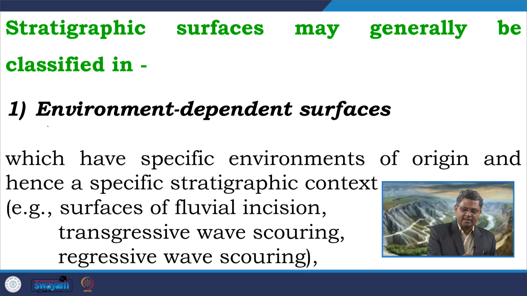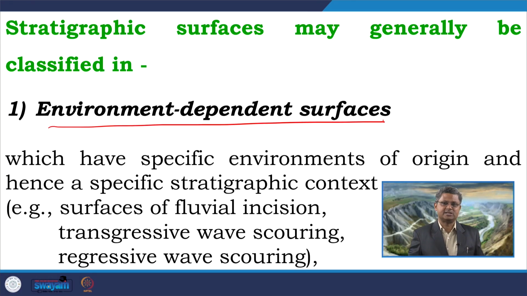So, when we are trying to identify stratigraphic surfaces, we can do that in different ways. Based on that concept of different types of stratigraphic surfaces, we can classify them into three broad categories, as I told you earlier. The first one is called the environment dependent surface. These surfaces have a specific environment of origin.